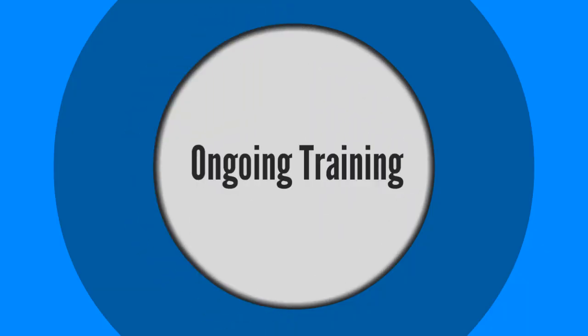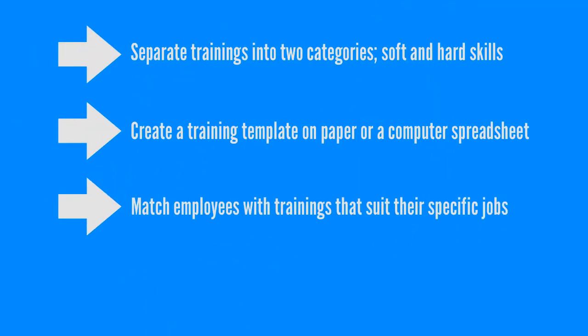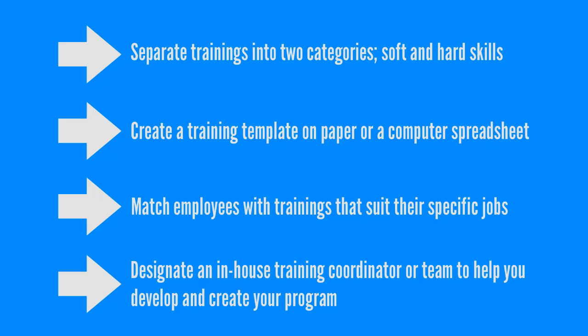Now, the ongoing training. Separate trainings into two categories, soft and hard skills. Now, soft skills are trainings on such topics as customer service, policies, harassment, diversity, safety, and other general information trainings. Hard skills are those to complete specific tasks, such as equipment operation or specific job procedures.